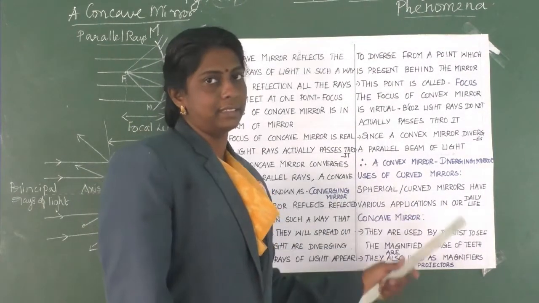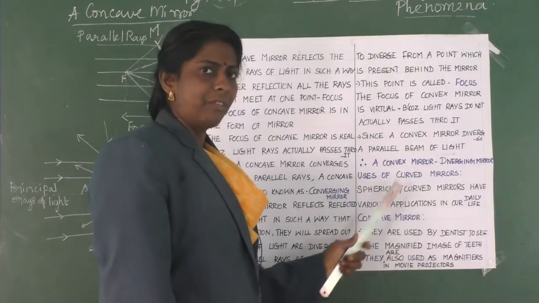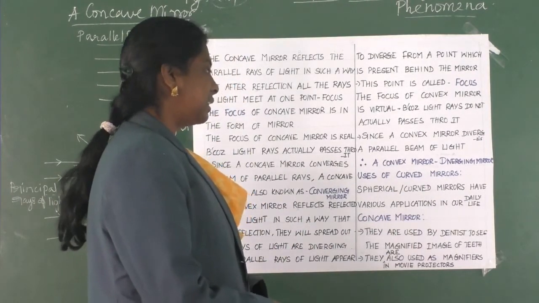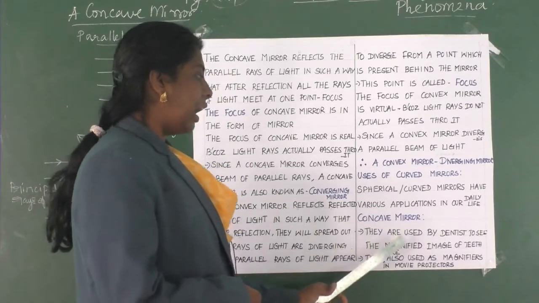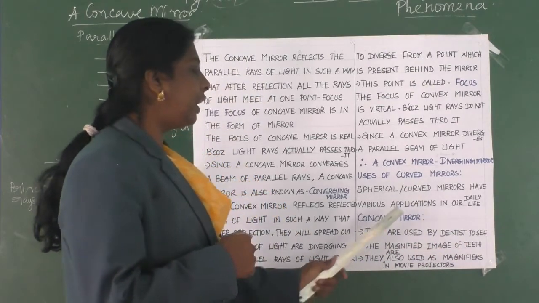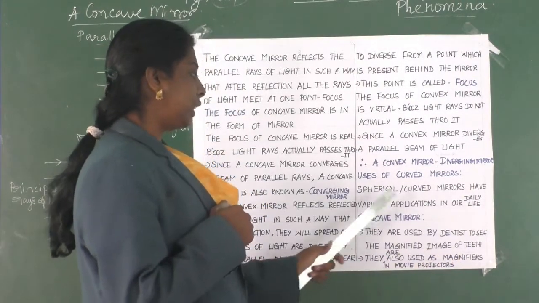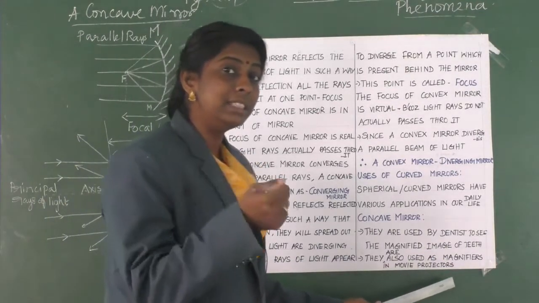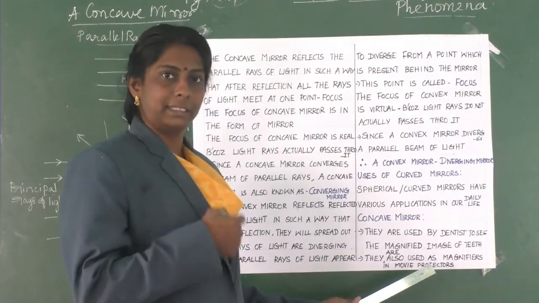Now, let us learn about the uses of curved mirrors. Spherical or curved mirrors have various applications in our daily life. So, first let us learn about concave mirror. Where are we using this? They are used by dentists to see the magnified image of teeth. Then, this concave mirror is also used as magnifiers, where they are used as magnifiers in movie projectors.